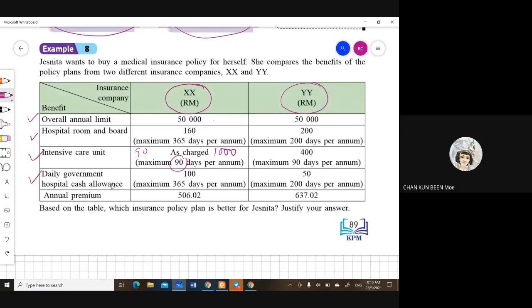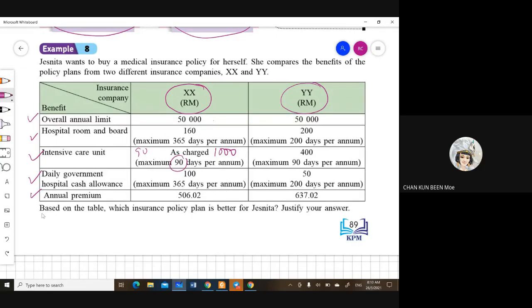And the last one is the annual premium, meaning the amount that has to be paid annually or yearly, which is 506 ringgit and 2 cents, but this one is 637 ringgit and 2 cents. So if you compare slowly, we can see which one is better already over here, right?